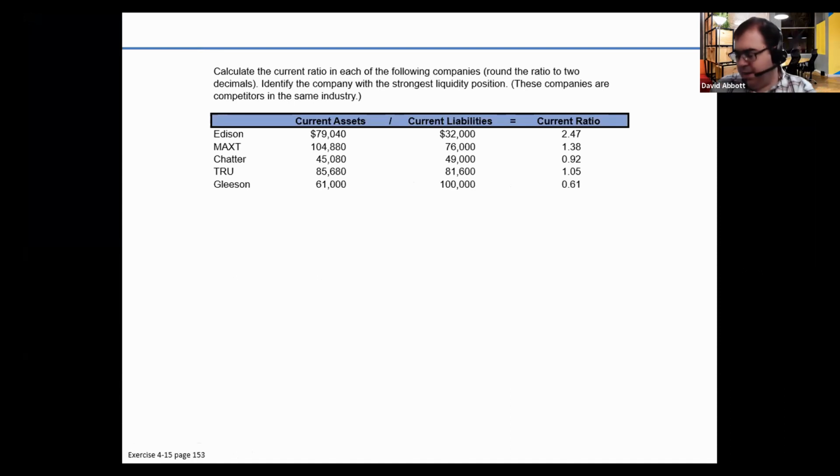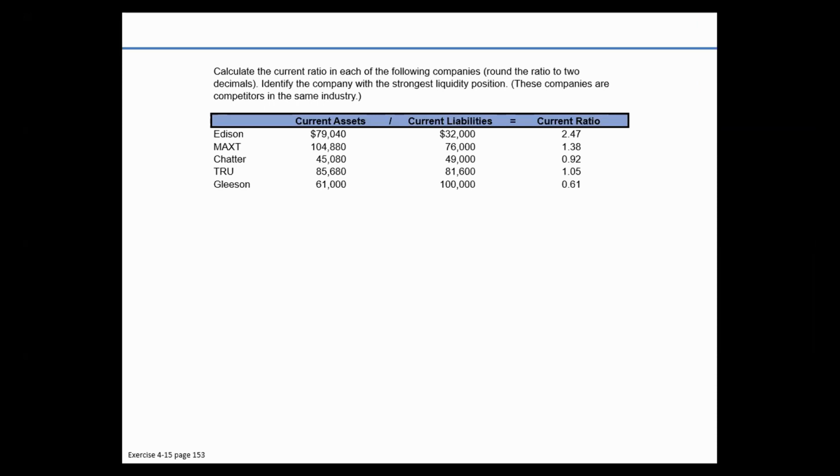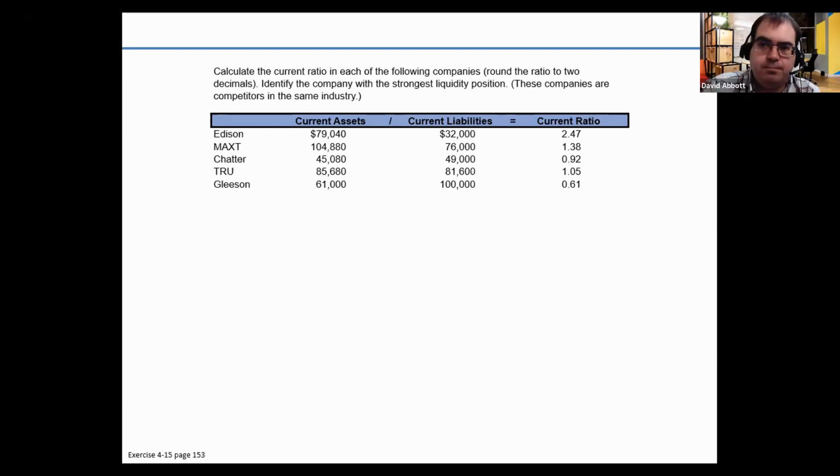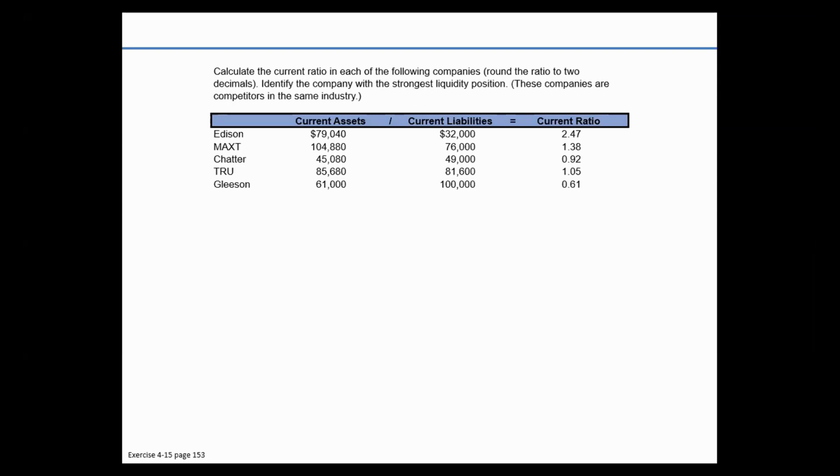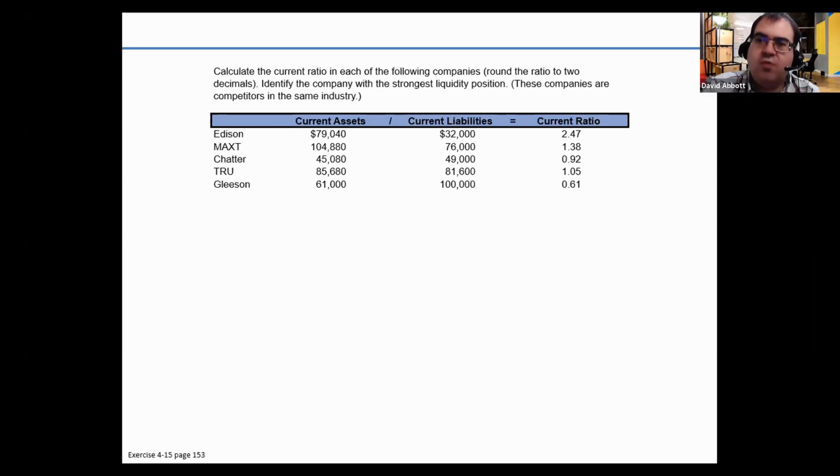And so let me ask you a question. Which one of these has the strongest liquidity position, do you think? You can unmute yourself to shout out, or you can type in the chat. Which one do you think has the better liquidity position, more liquid? Edison, you're absolutely correct. Why is that? Because they have a larger ratio. That's right.